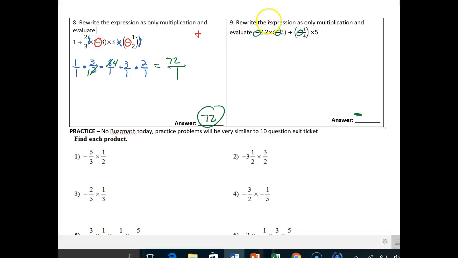So 2.2, I'm going to write it here, is really 2 and 2/10, right? Because the 0.2 is the 2 over 10. But really 2/10 is 1/5. So 2 and 1/5. How to get 1/5? I divided both of those by 2. Simplified, right? So we have 2 and 1/5 times negative 2, but again we can ignore the negatives because we know my answer will be negative.